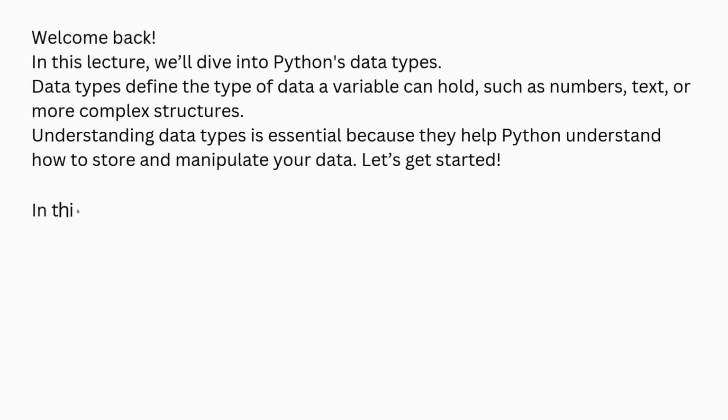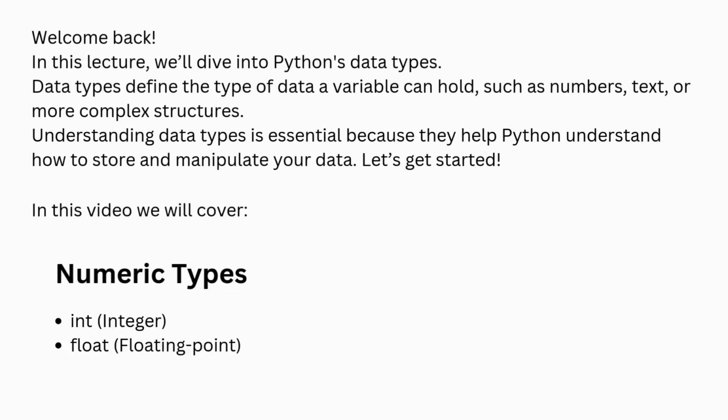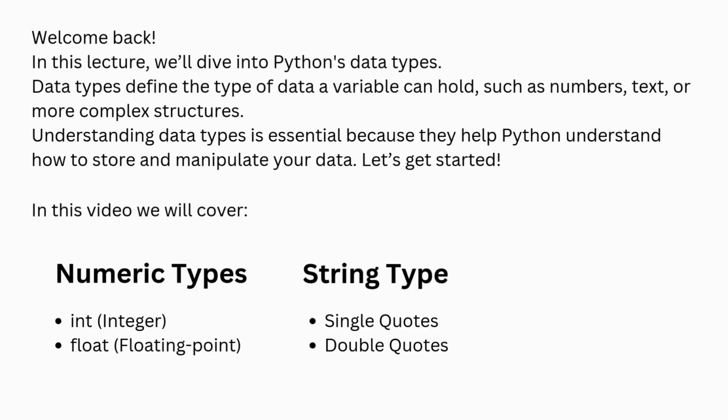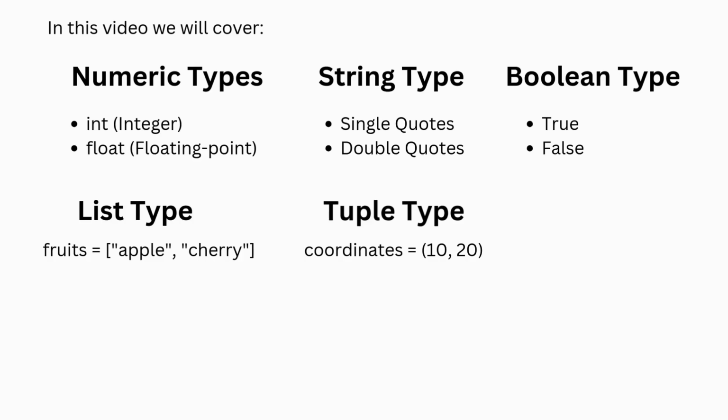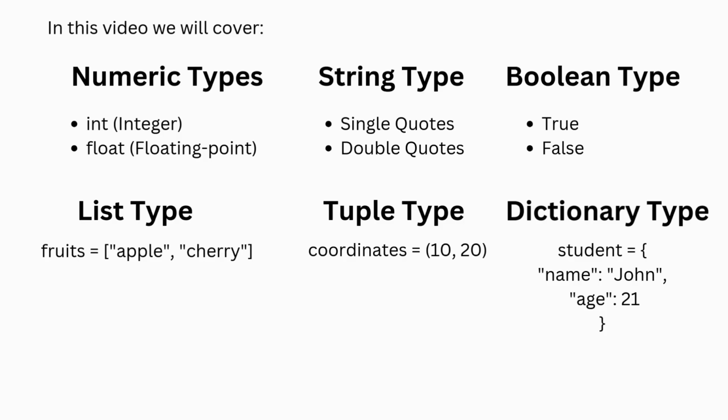Let's get started. In this video we will cover numeric types: int (integer) and float (floating point); string type: single quotes and double quotes; Boolean type: True and False; list type, for example a list of fruits like apple and cherry; tuple type, tuples are unchangeable, for example coordinates equals (10, 20); dictionary type, used to store key and value pairs; and set type, used to store a collection of unique and unordered data, for example colors equals {red, green, blue}.